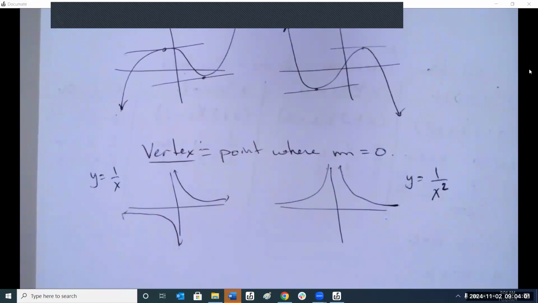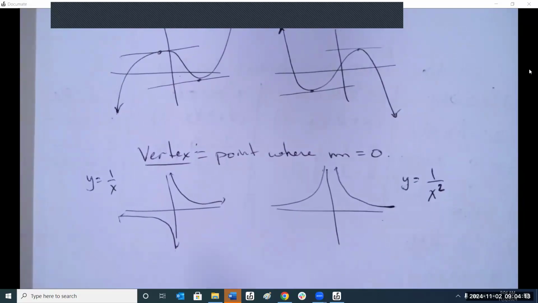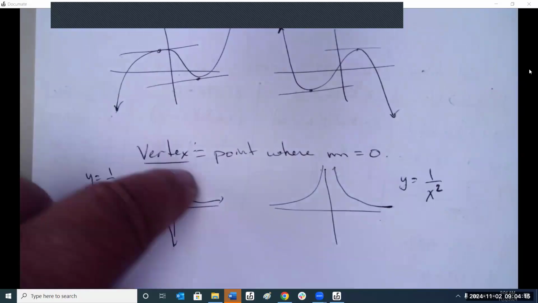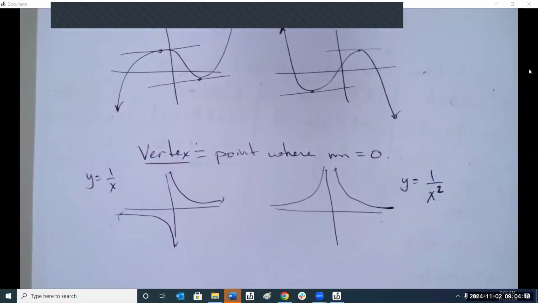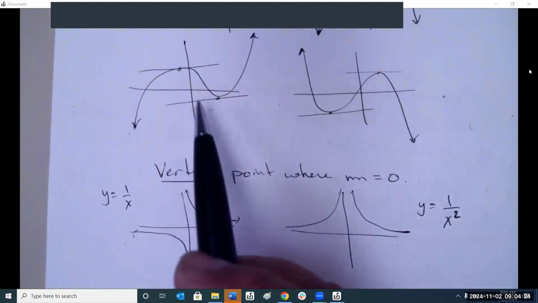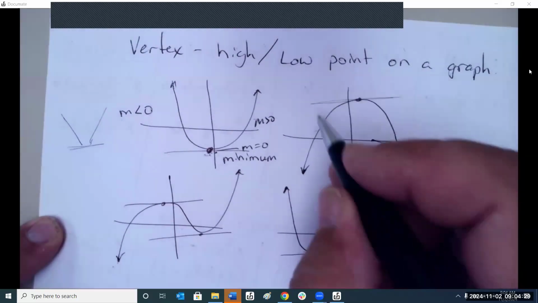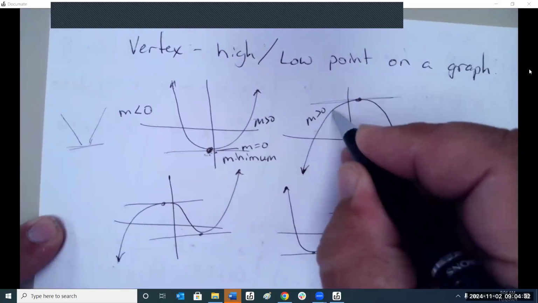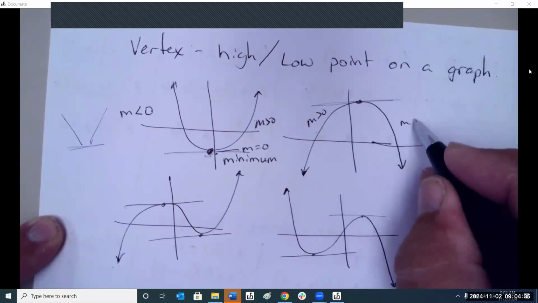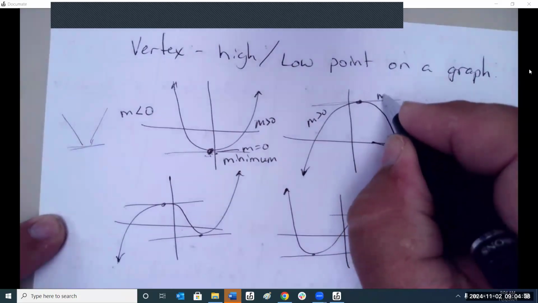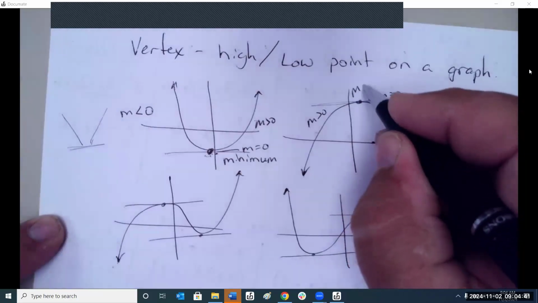If they're continuous functions. Are these continuous functions? No, because if I start drawing this graph, can I keep on drawing it to the other side? No, so that's not continuous. There's a jump in there somewhere. Like this one here, on the left-hand side of the vertex, the slope is positive, it's going up. And the slope going down, it's negative on the other side. Here it's 0. So this is a maximum.